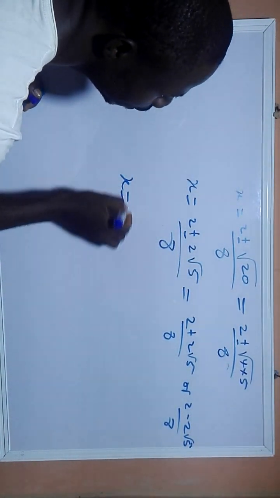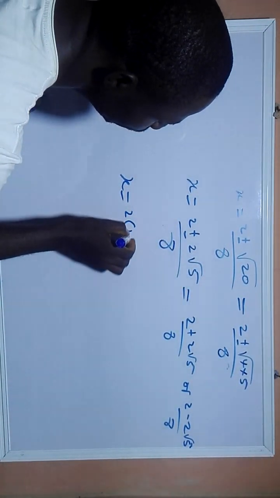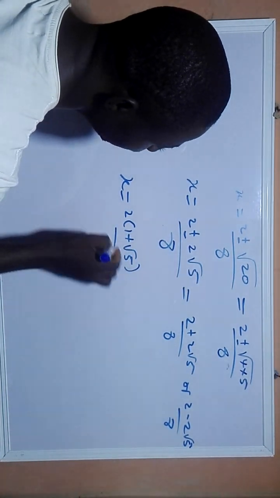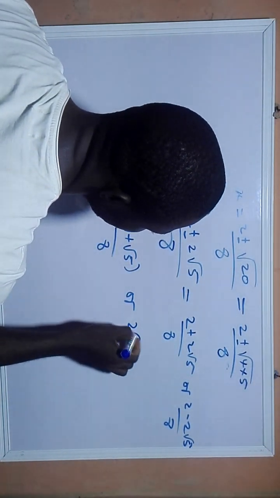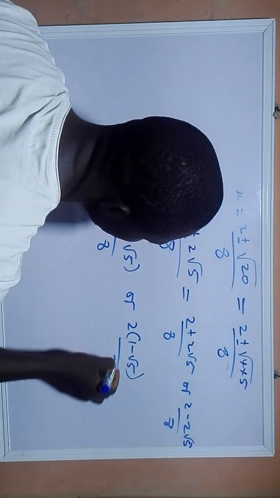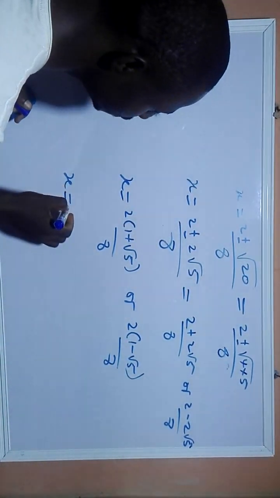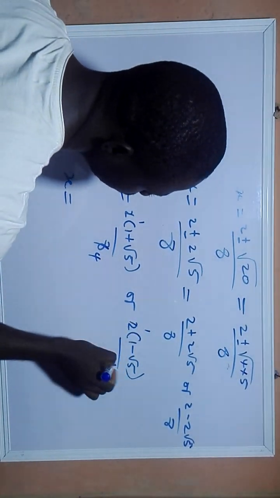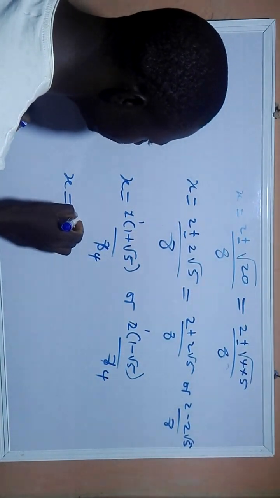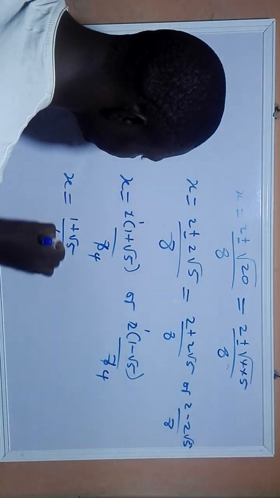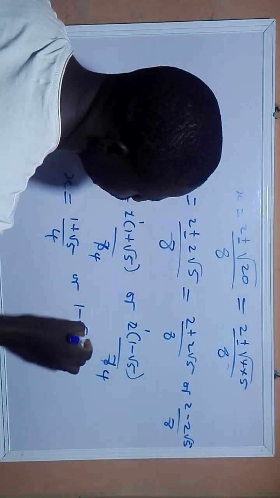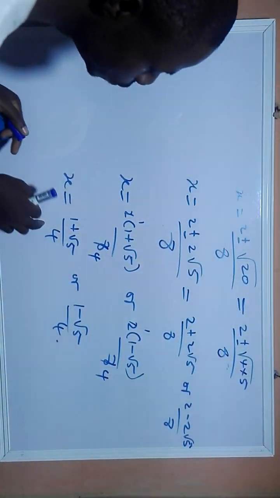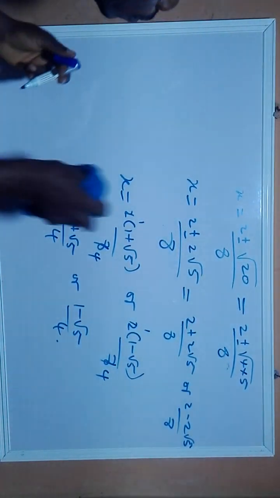So we can now have y is 2 into bracket 1 plus root 5 over 8, or 2 into bracket 1 minus root 5 over 8. So we now have 2 here 1, 2 here 4. So we can now have 1 plus root 5 over 4, or 1 minus root 5 over 4. So we shall use the positive one to solve for cos x.